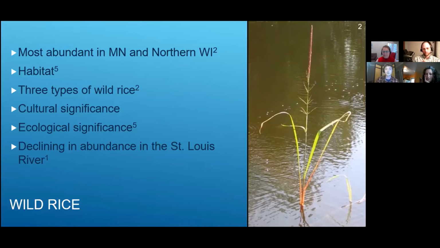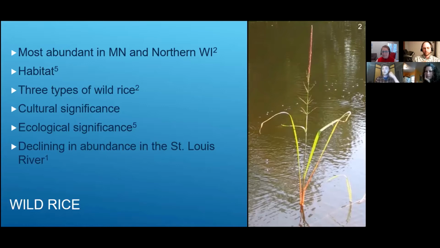There's a lot of cultural significance in wild rice. For one thing, it's delicious, and it's valued in Ojibwe culture as their traditional food. There's also a lot of ecological significance behind it, in that muskrats eat the stems, and when the rice matures, red-winged blackbirds will occupy the wild rice beds. It's also a habitat for juvenile fish as well.